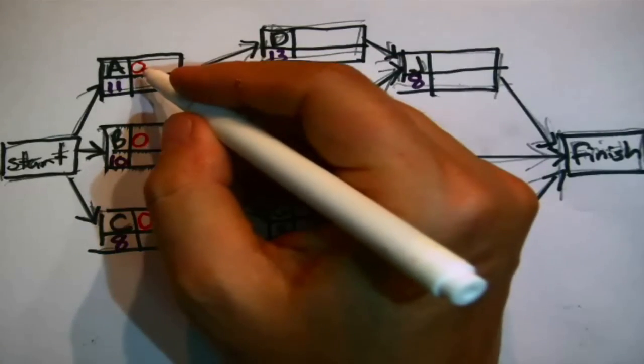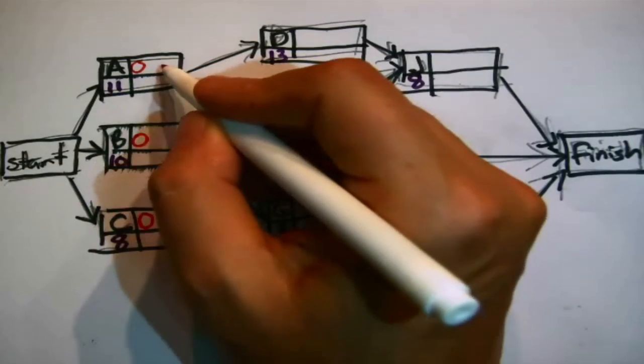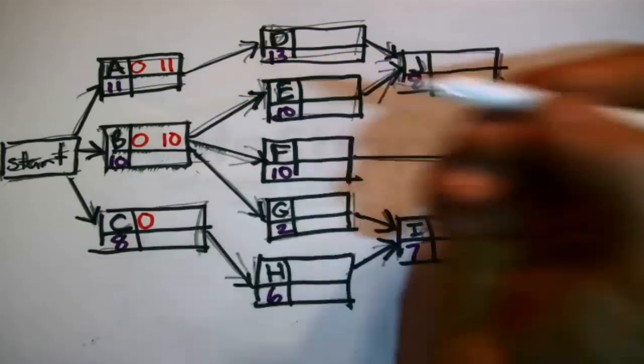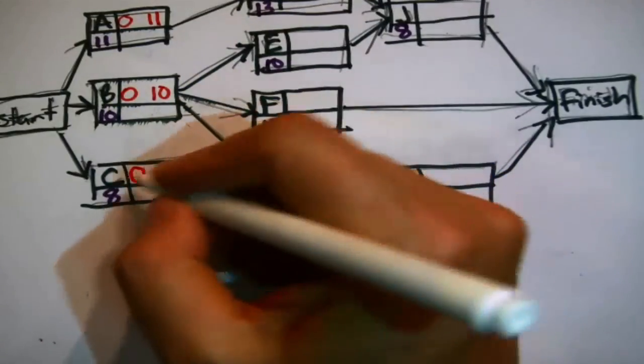We find the early start, early finish times by beginning at the starting node and noting that everybody here starts on 0 at the earliest. You could start right now. 0 is right now.